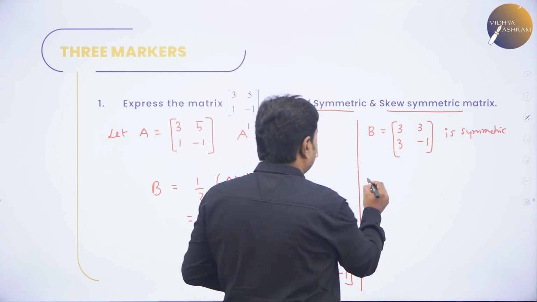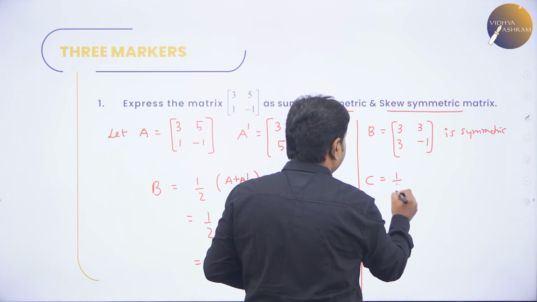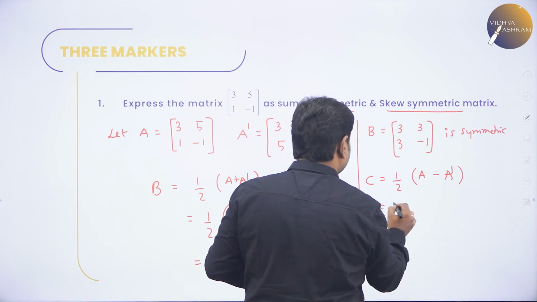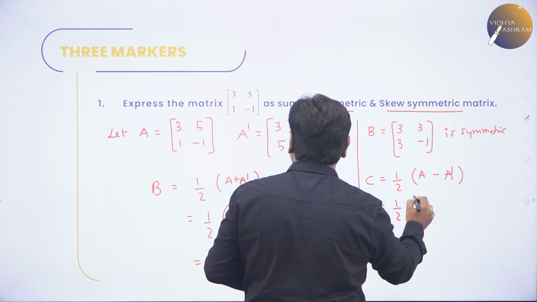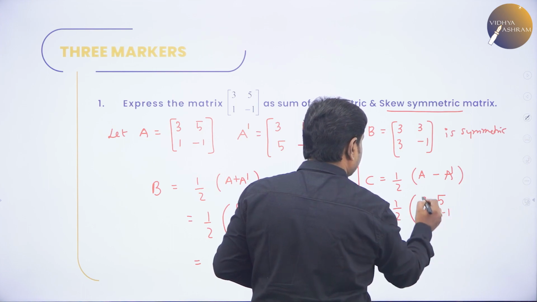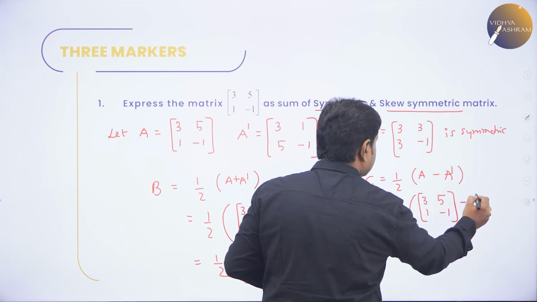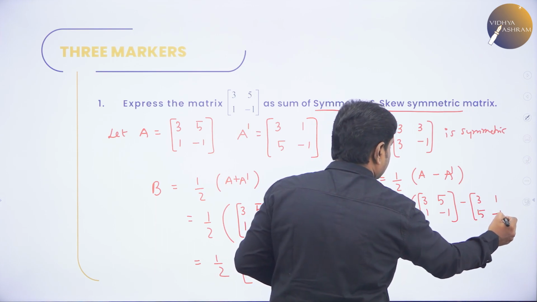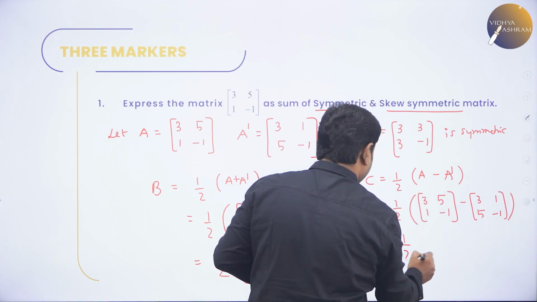C. What is the formula for C? C is half into A minus A dash. Half into what is A? Given matrix. What is given matrix? 3, 5, 1, minus 1, minus A dash. What is A dash? 3, 5, 1, minus 1. Now we subtract this.